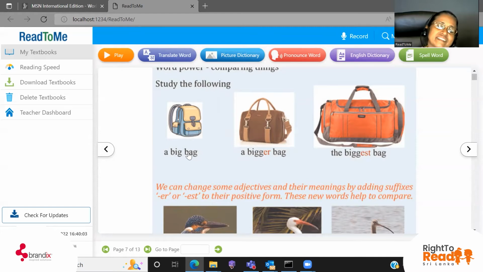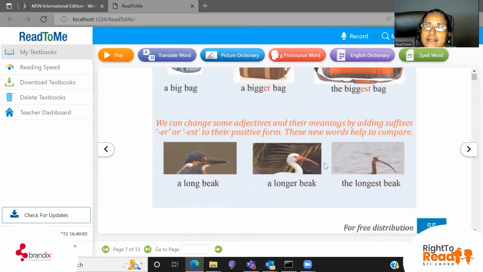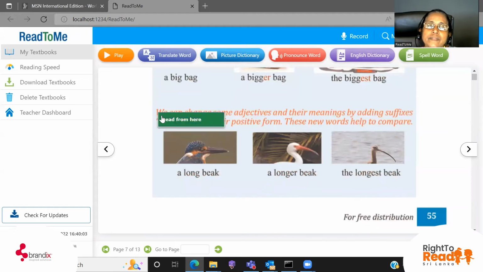Here we concern the quality of the size. The size, big, is the adjective. Here we have taken the adjective big to compare the sizes of these bags. Big bag, a bigger bag, the biggest bag. Now listen to this. We can change some adjectives and their meanings by adding suffixes er or est to their positive form. These new words help to compare.